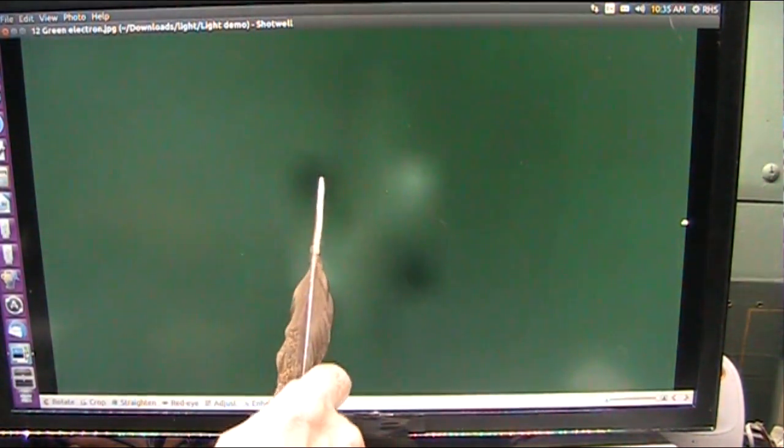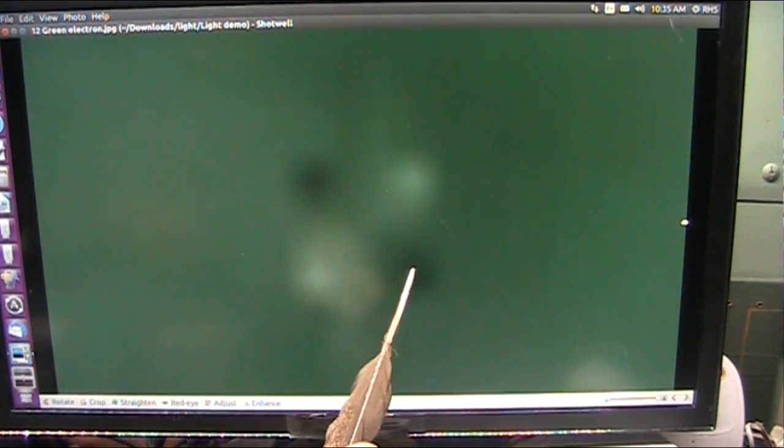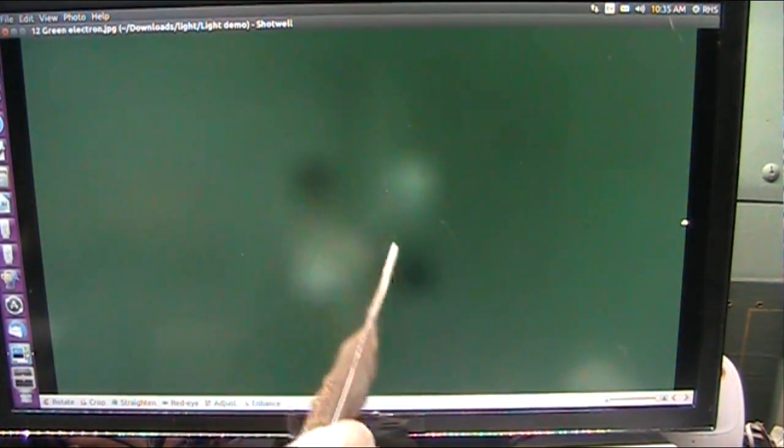Okay, my friends, big claim today. I know how gravity works, and I can show you the actual particle that is responsible for the gravity, and that is it right there. The black ball is the black ball of gravity.